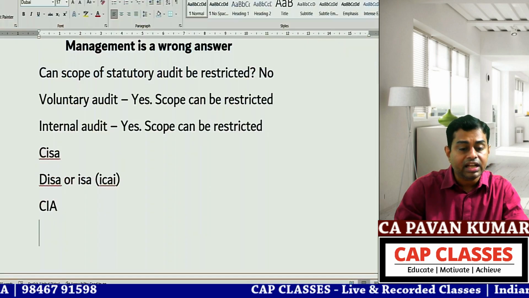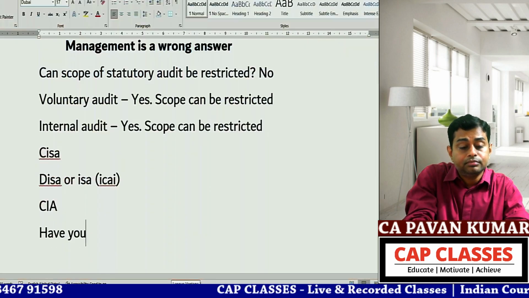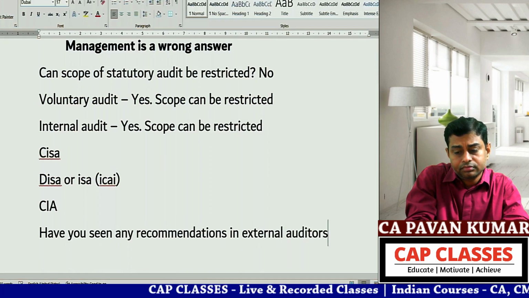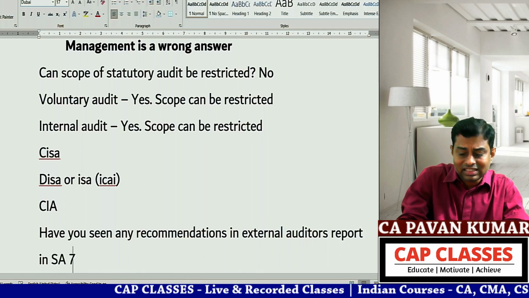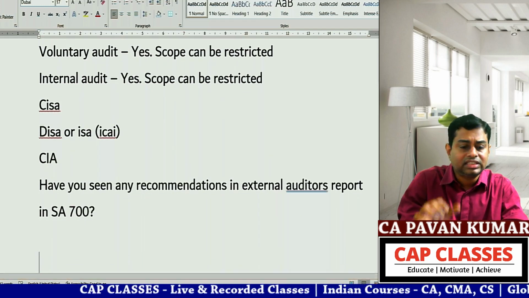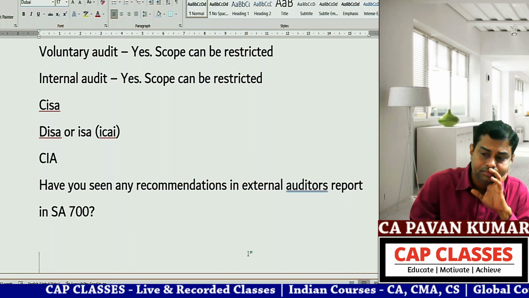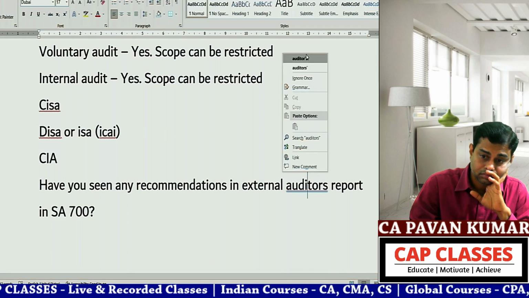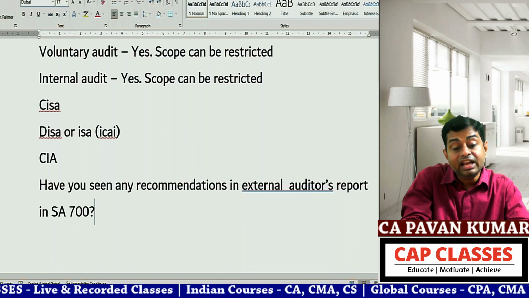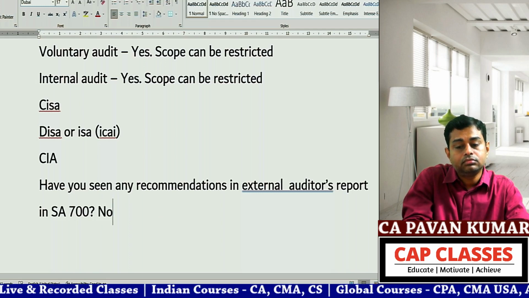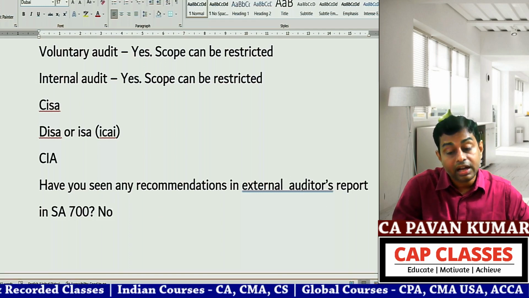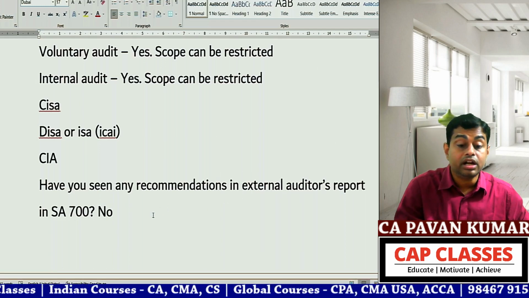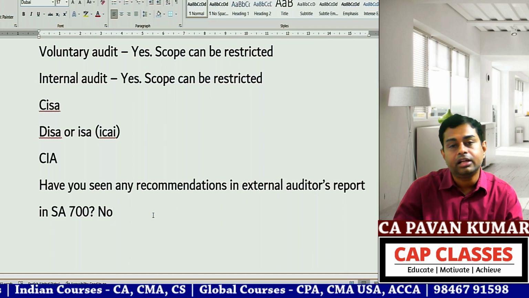Do you think in an external audit report, have you seen any recommendations in an external auditor's report? In SA 700, guys, tell me, have you seen any recommendations in external auditor's report? The answer is no. But in internal auditor's report, it will be there. In internal audit report, recommendations will be there and follow-up actions will be there.